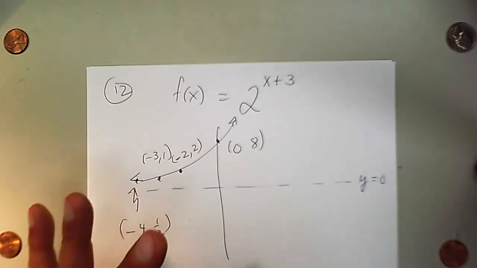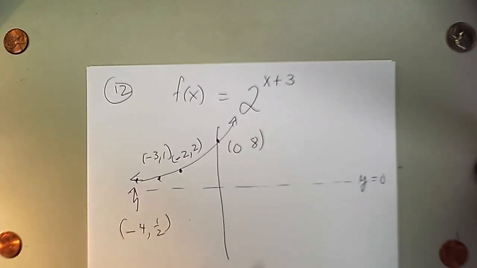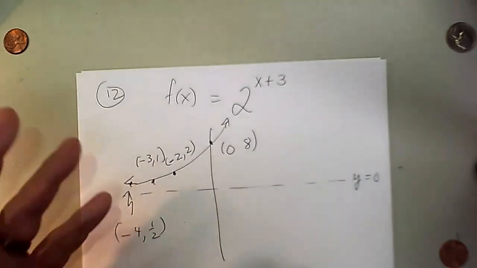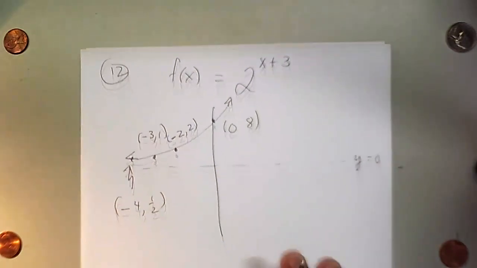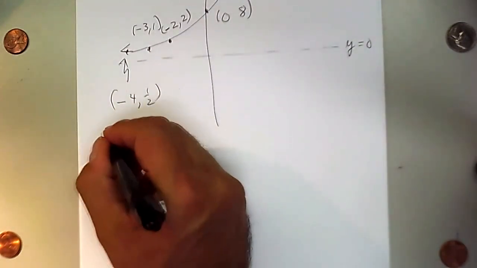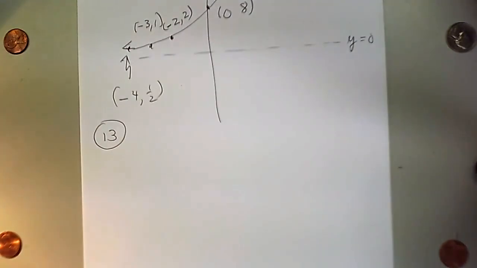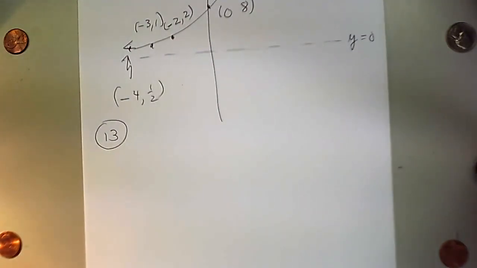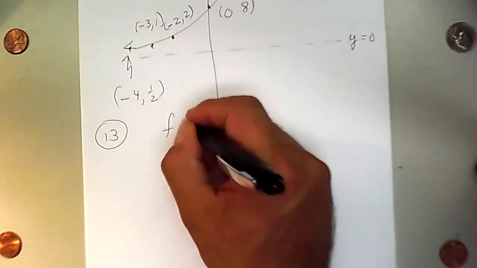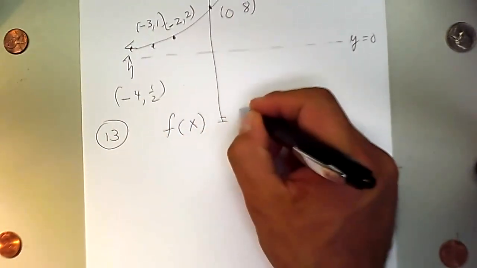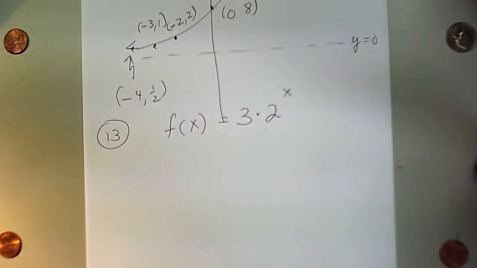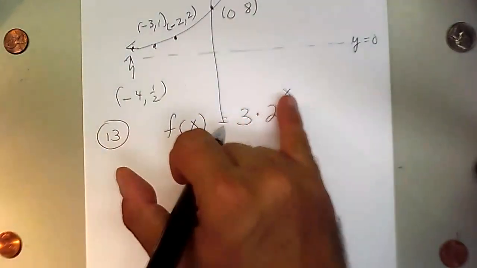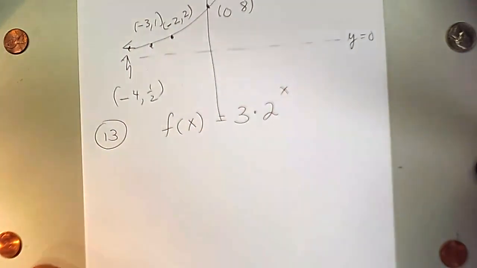Practice this. Tons of books have tons of problems on the transformations of exponential functions. Make sure to practice it. That was example 13, and after that, I'm going to show you one other thing. Another brief thing: 3 times 2 to the x, which is not the same thing as 2 to the x plus 3.